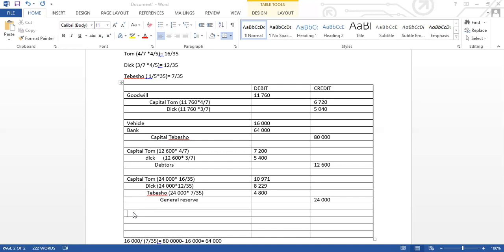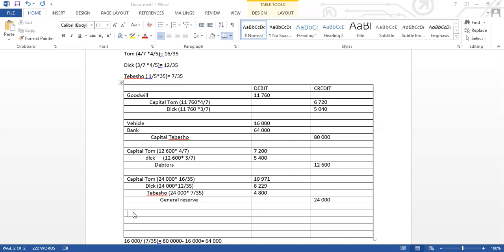So the first thing that we need to do is calculate the total goodwill. If goodwill is not to appear in the new books of the partnership, we need to debit our capital accounts. So how do we get our total goodwill? Anyone who wants to try?